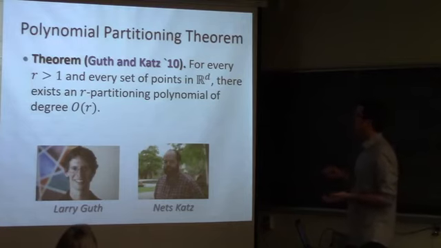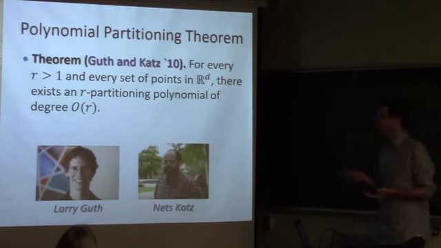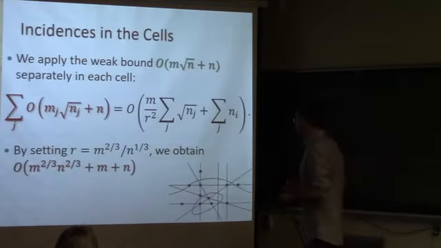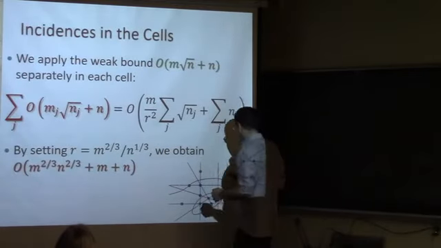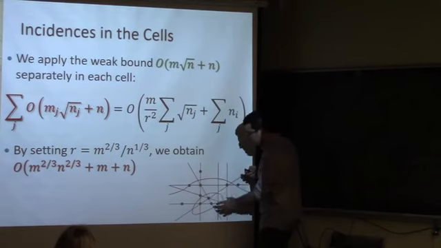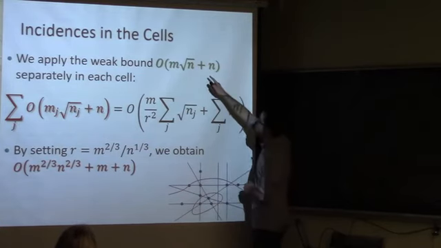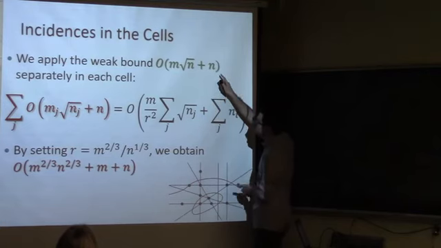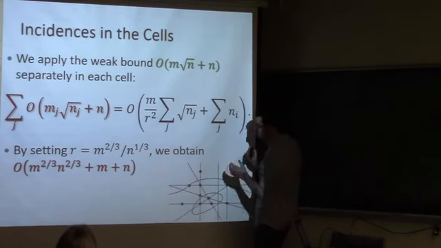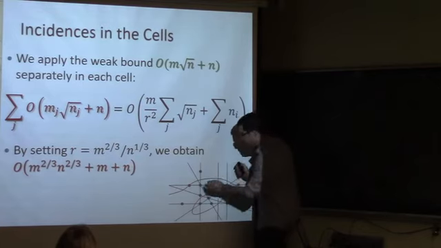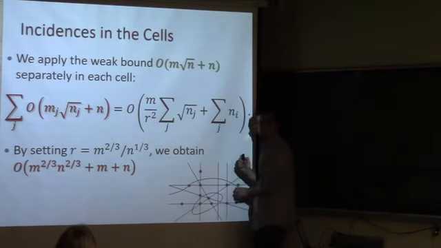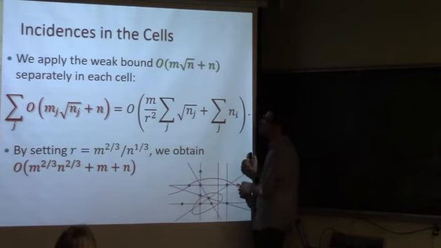How is this related to incidences? Why do we care about such a polynomial for incidence problems? So here's one way of doing this very briefly. Let's take a polynomial that partitions the space nicely. We have our cells, and we have our weak bound that I didn't tell you how we proved, but it's easy. Now, instead of applying the weak bound on the entire configuration, we want to apply it separately in each of the cells.